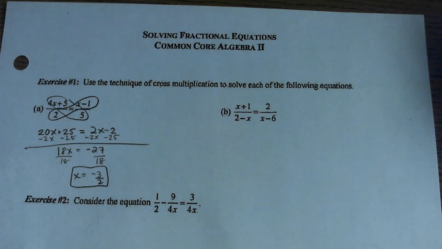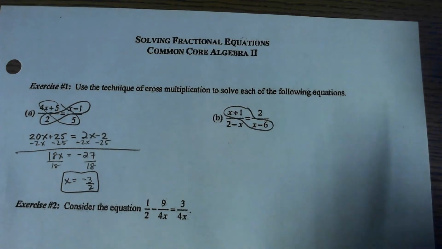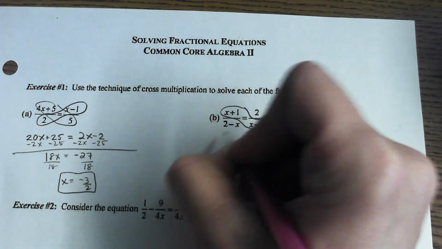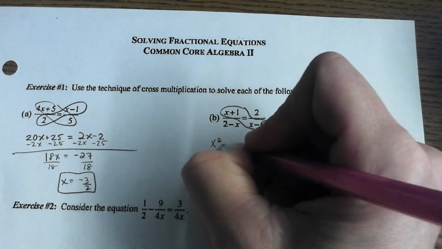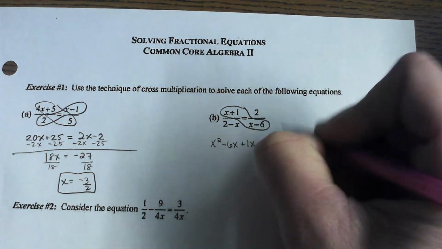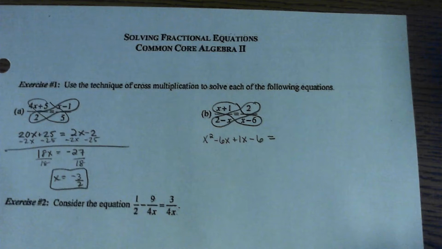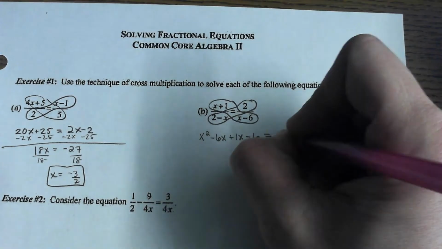So cross multiply, and now the fraction's gone. It's just a linear equation to solve. In B, when we cross multiply, it's going to turn into a quadratic. So when you FOIL this, you're going to get x squared minus 6x plus 1x minus 6 equals, cross multiply, 2 times 2 minus x is 4 minus 2x.